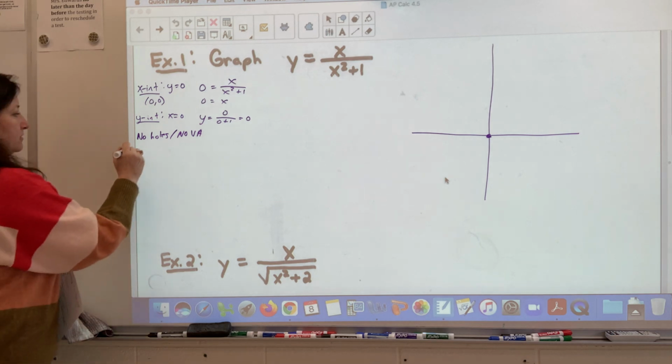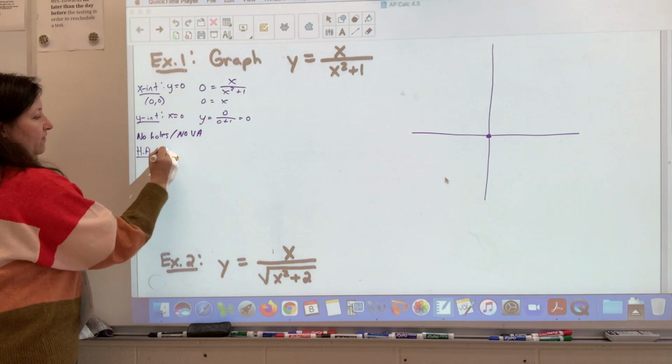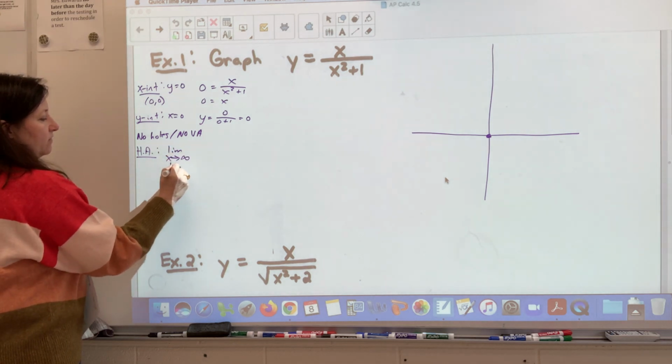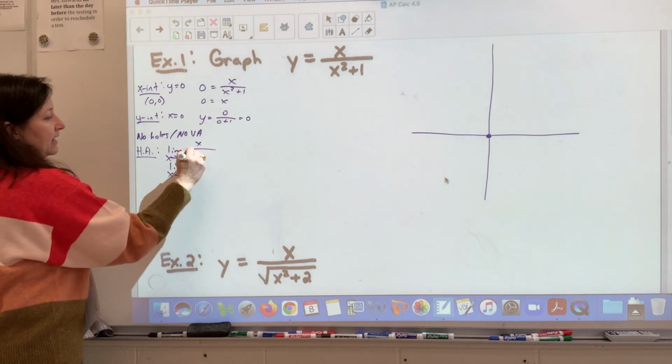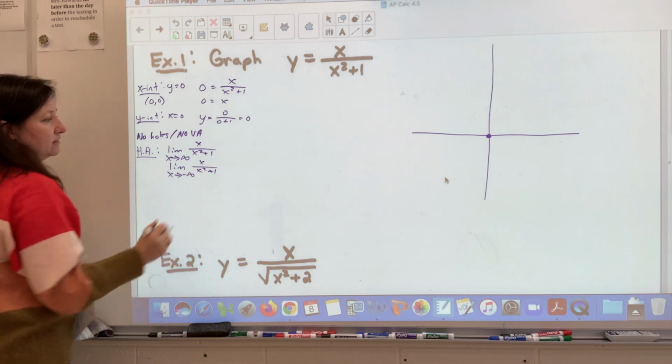Horizontal asymptotes. How do we find horizontal asymptotes? We find the limit as x approaches positive infinity. We find the limit as x approaches negative infinity. Can I use my shortcut rules on this equation? Yes, I can.